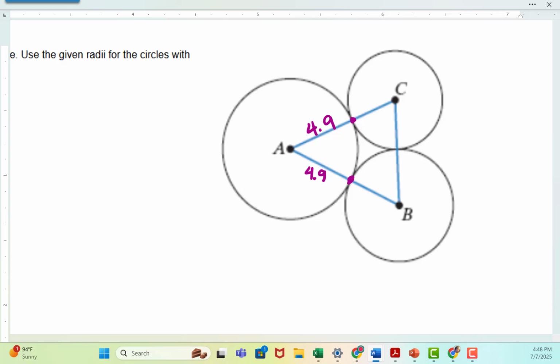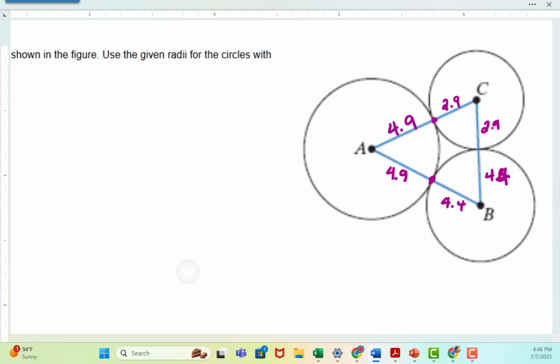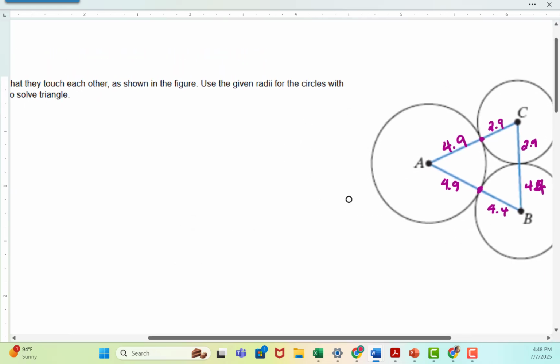Then we also had, for another circle, a distance of 4.4. So let's say for circle B, the length of the radius is 4.4. So that would be here and here, and then 4.4. And then for C, we've got 2.9. So here and here. So adding the lengths of these radii together gives us the entire length of the side. And so that part helps us to find the sides of the triangle.